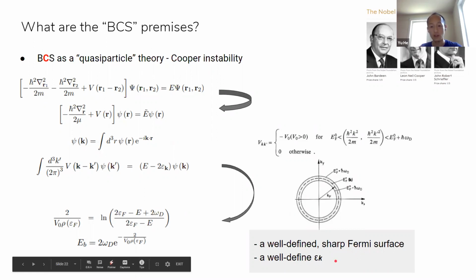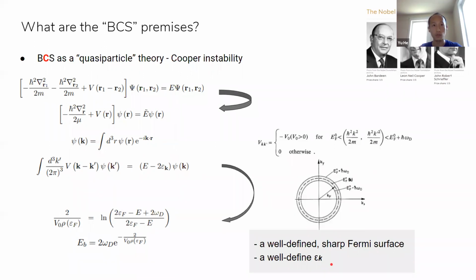Note that this is not satisfied in optimally doped cuprate or underdoped cuprate, because we said the spectra are extremely incoherent and we lack a full Fermi surface.